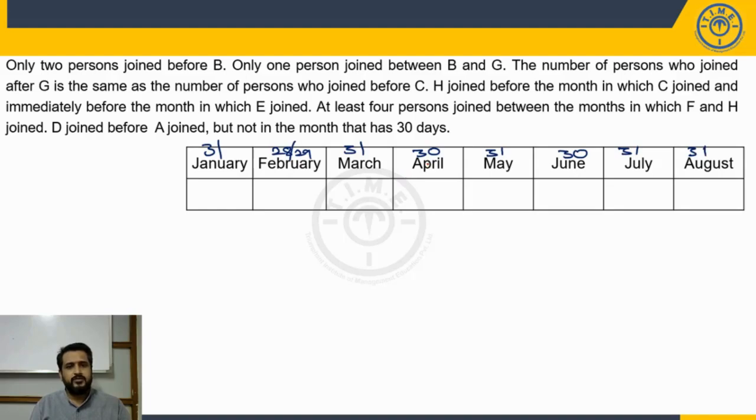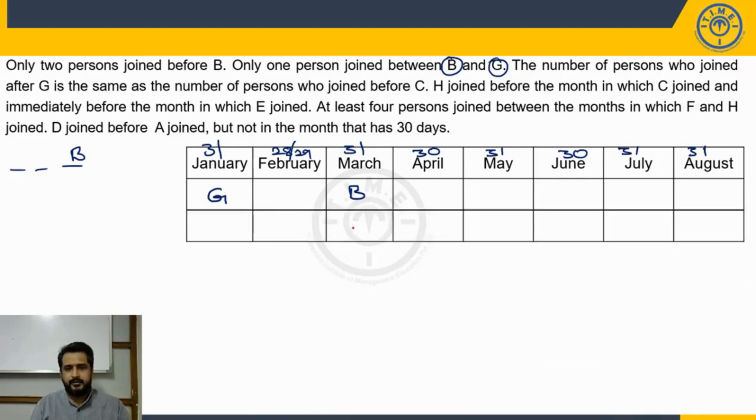Now let's answer the question. Only 2 persons joined before B. So before B only 2 persons, so B should be in the month of March. Okay, direct information. Only 1 person joined between B and G. But B may have joined before G or G may have joined before B. That we don't know, so it leads to 2 cases. In one case G is in January, in the other case B is in March only, G in May.